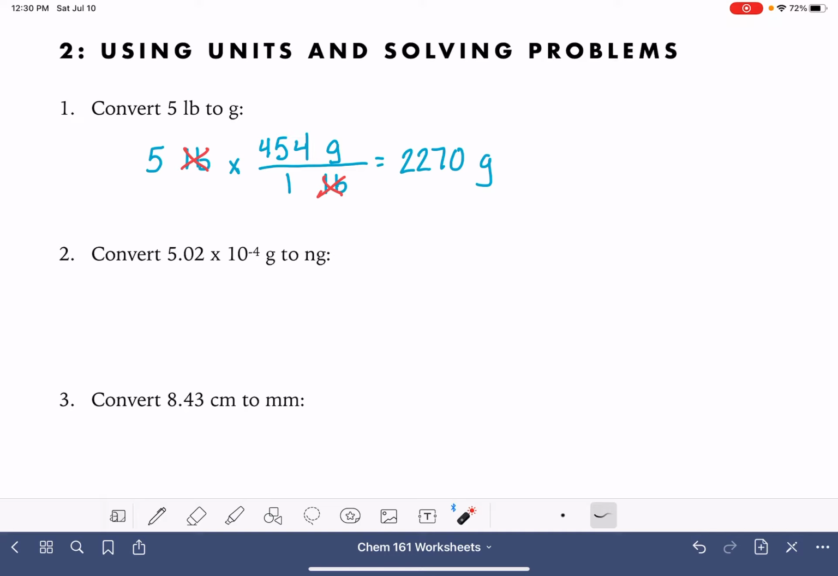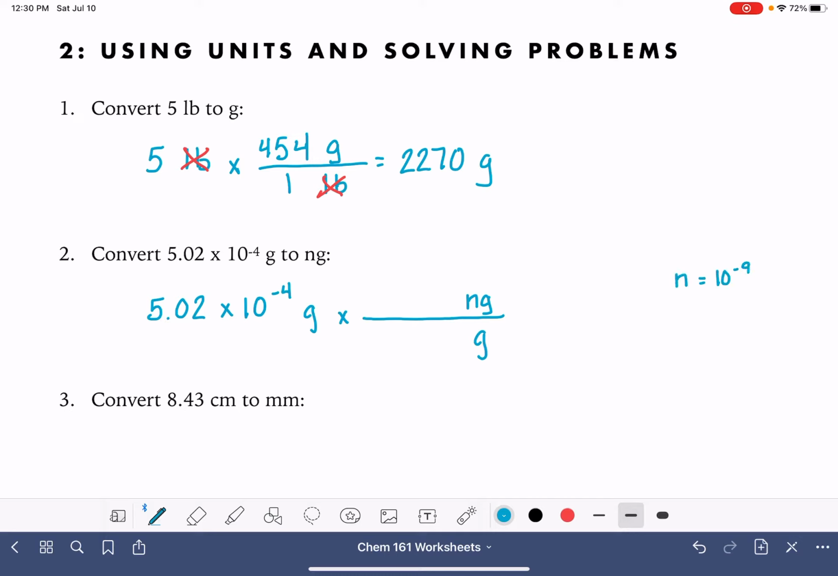Now, in terms of converting within the metric system, that is something that you should know how to do. You should be able to do that without using a calculator or without using Google. So we want to start by writing the number and the unit, 5.02 times 10 to the minus 4 grams. Then we want a conversion factor that lets us cancel out the gram unit. So we want that gram unit on the bottom and nanogram up on top. Nano is the prefix for 10 to the minus 9. So that means 1 nano is 10 to the minus 9.